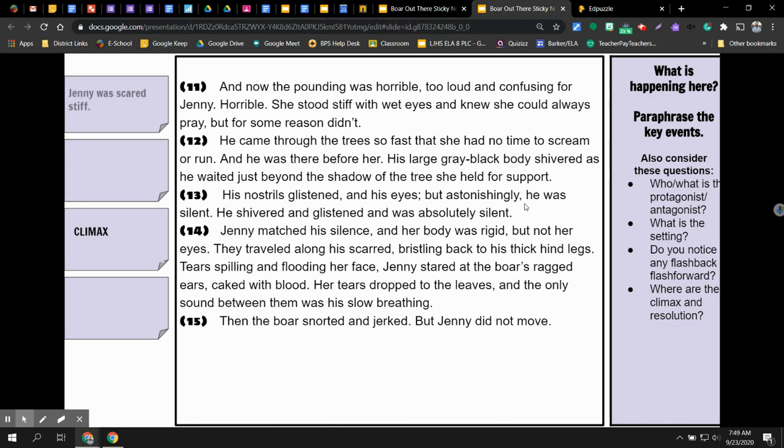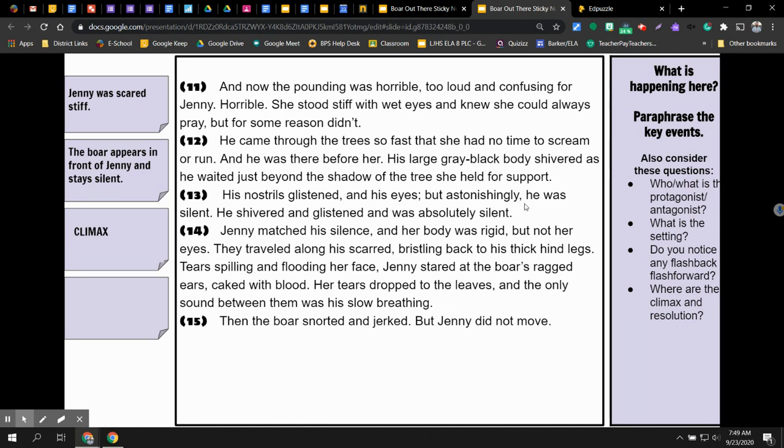All right. So in line 11, you could just tell me that Jenny was obviously scared stiff. And then in line 14, you could have told me that the boar appears right in front of her, but it stays silent. They're both just silently sizing each other up. And then the climax, the most important point in the story, when the character finally comes to a realization, or a character finally overcomes an obstacle, or gets what he or she wanted.